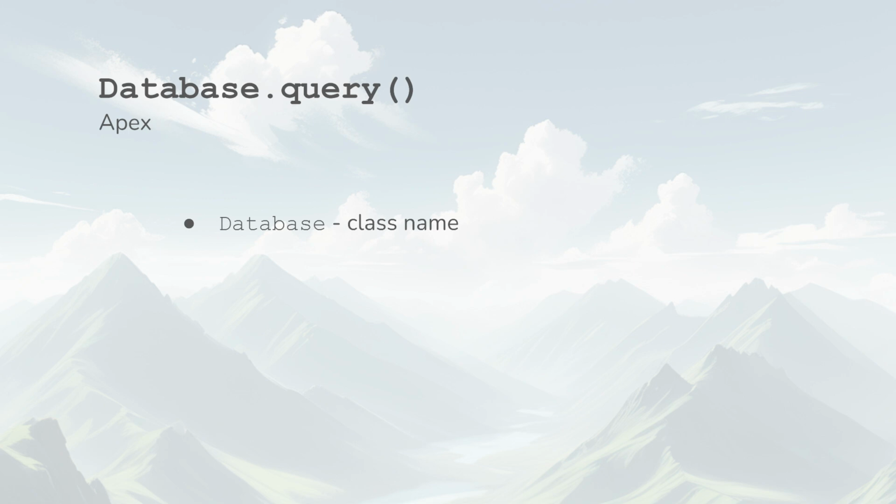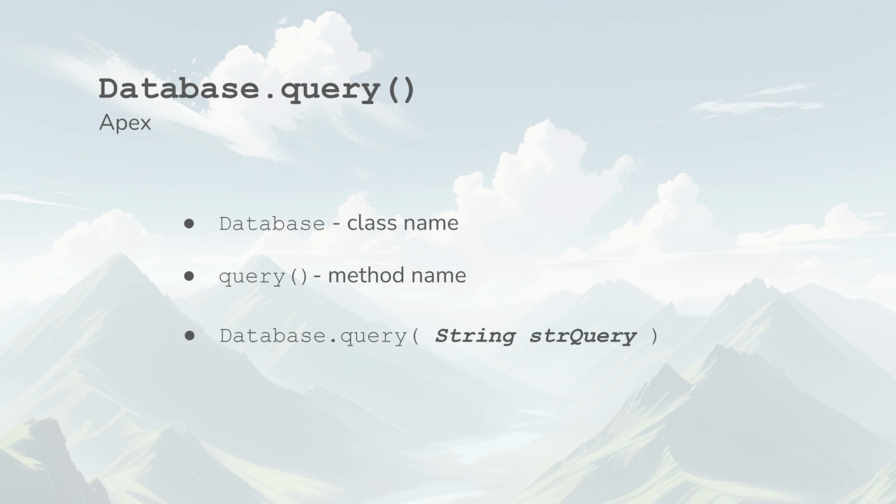Database is a class name while query is the method name. Salesforce provides a lot of predefined classes and methods to make developers' lives easy. This class is a part of that initiative only. This method accepts a string parameter which is supposed to be a valid query.